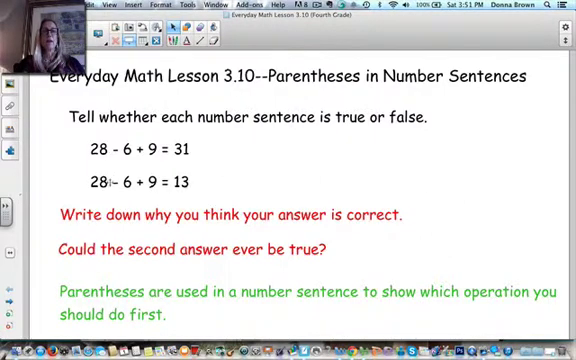So given that, remember we had these two problems with two different outcomes. That second one, how could you come up with 13 if you had 28 minus 6 plus 9? I'm going to move to the next slide.